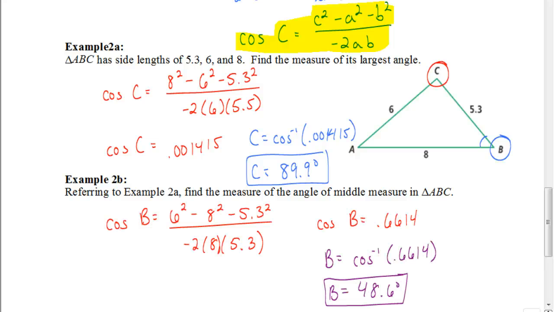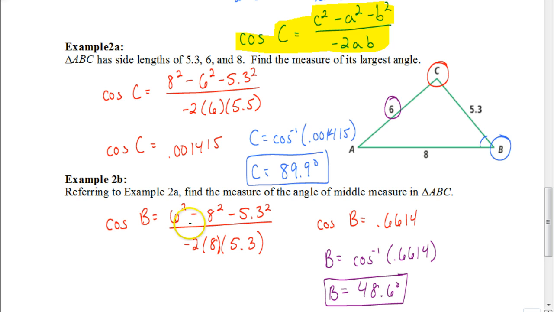Well, how did you do? Let's look. You should have gotten 48.6 degrees as your answer for angle B. Now, if you didn't get that, let's check to see where your mistake might have been. So you start out by taking, since we're looking for angle B, we're going to start by using the 6 across from it as our C in our equation.